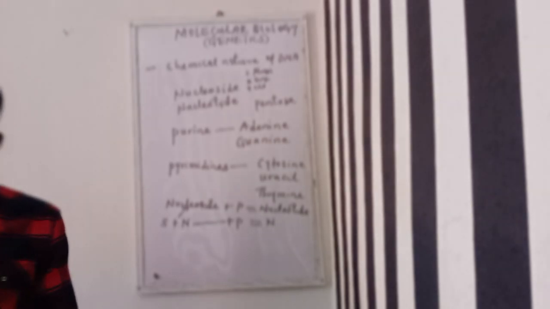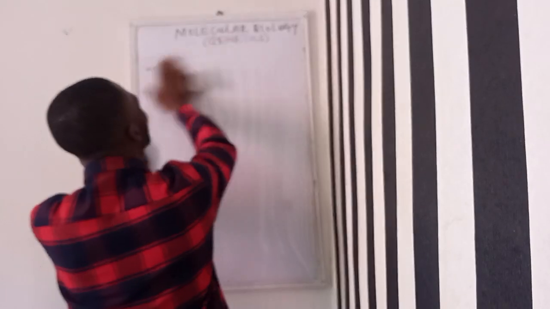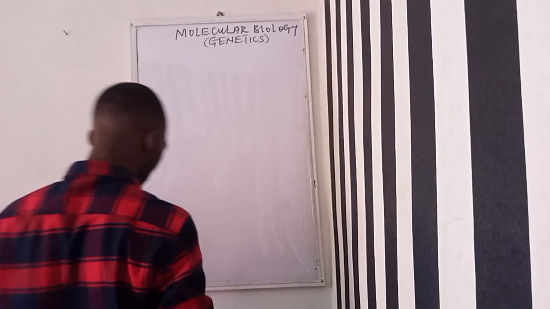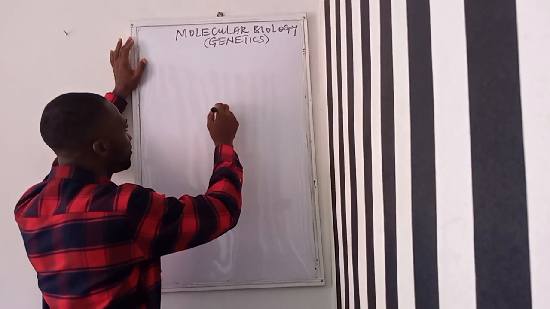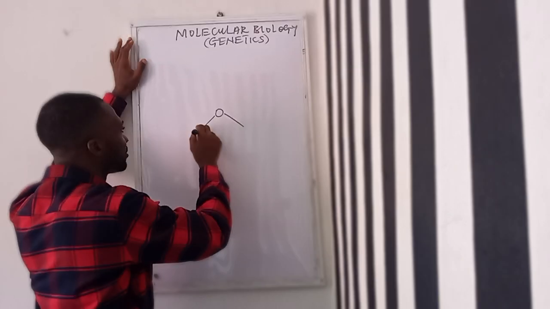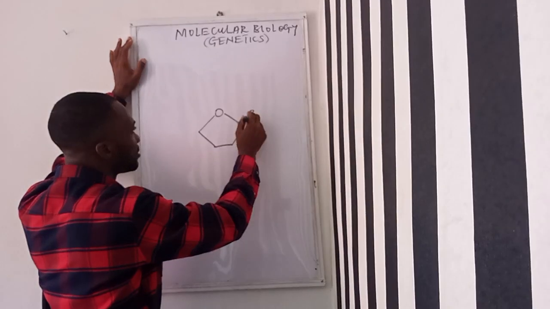Okay, the next thing we'll now look at is to draw the structure of a nucleotide. Like we said, we'll have a sugar, and this is the base.